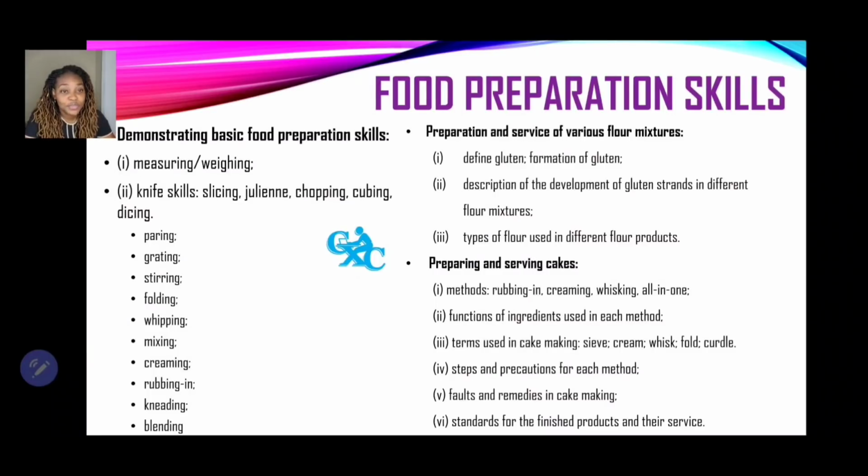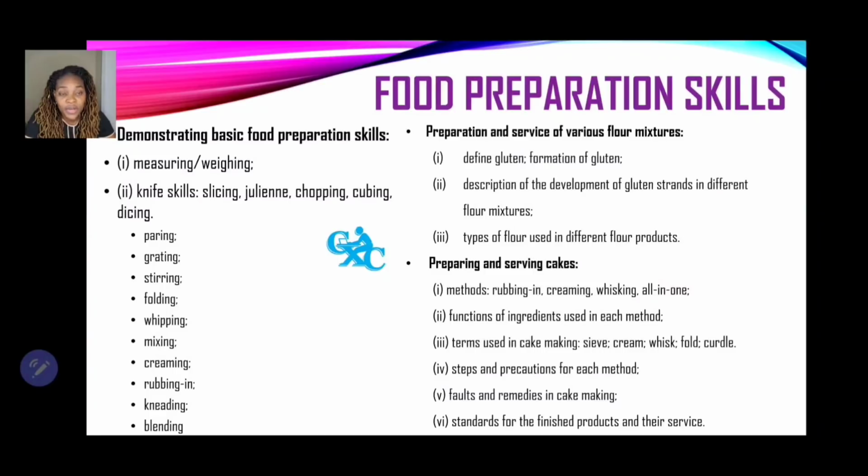Now, as it relates to the second topic, which is preparation and service of various flour mixes, you should be able to define what is gluten and also to explain the formation of gluten as well as the development of gluten strands in different flour mixtures. You should also know the different types of flour used in different flour products.